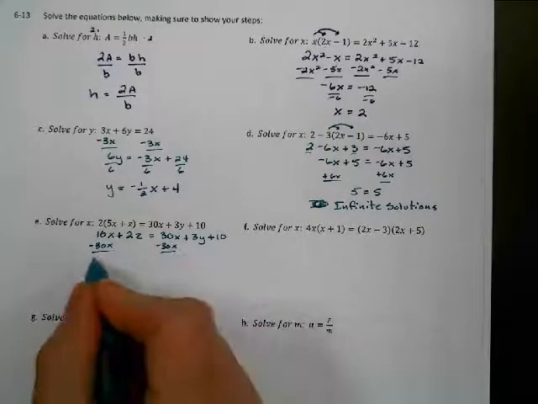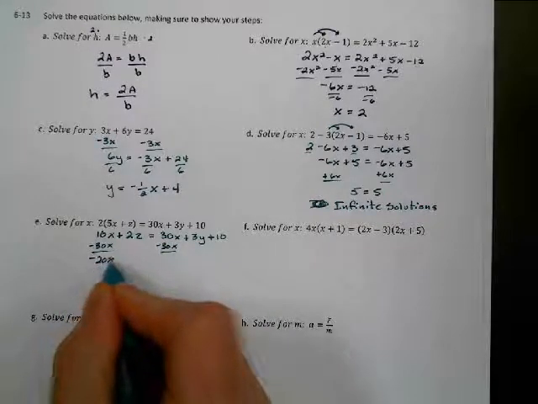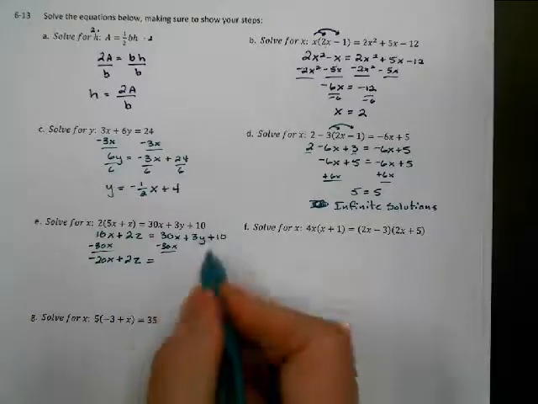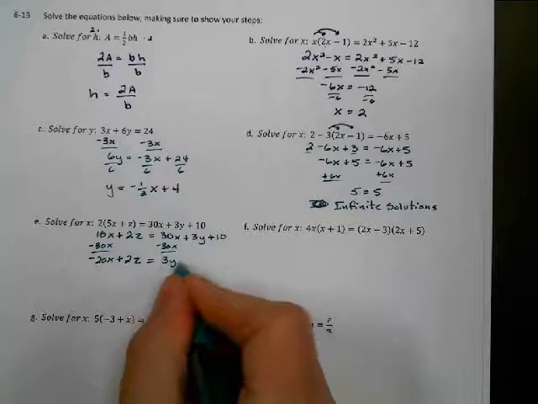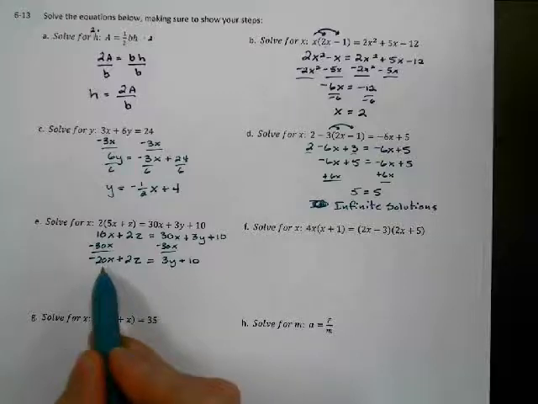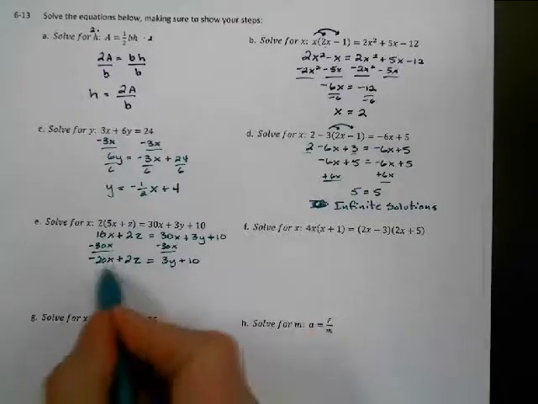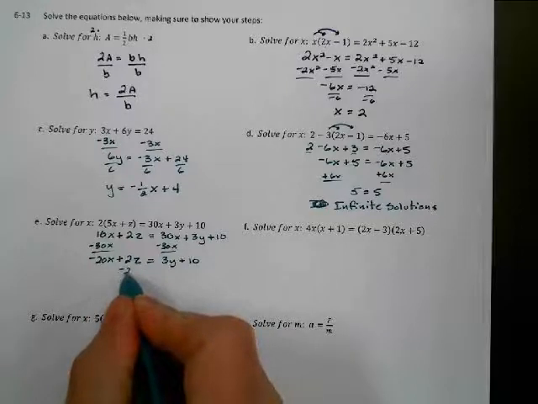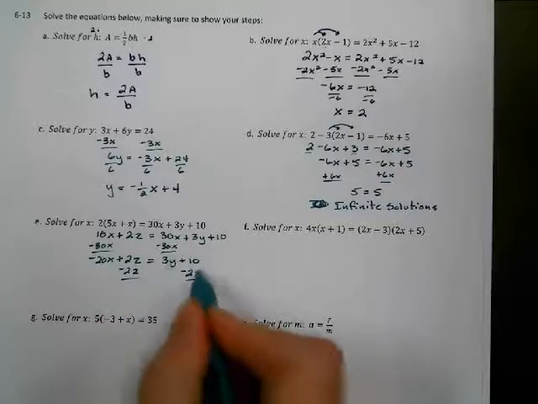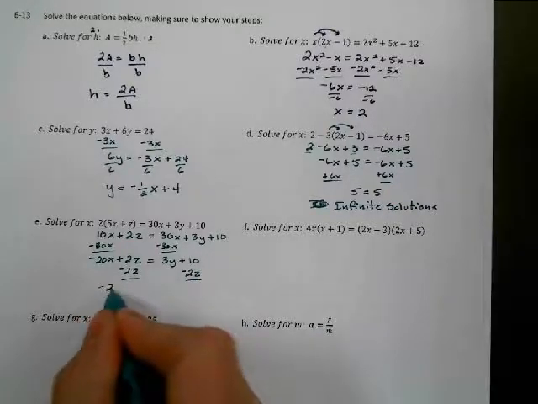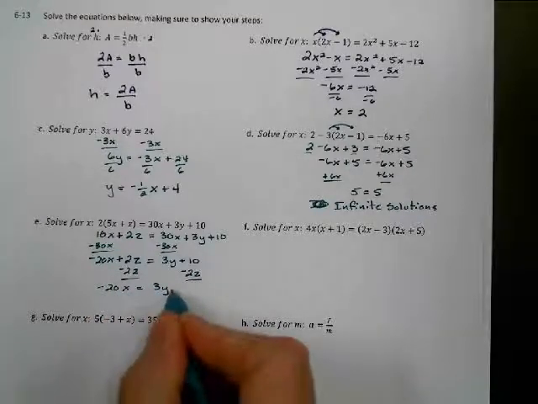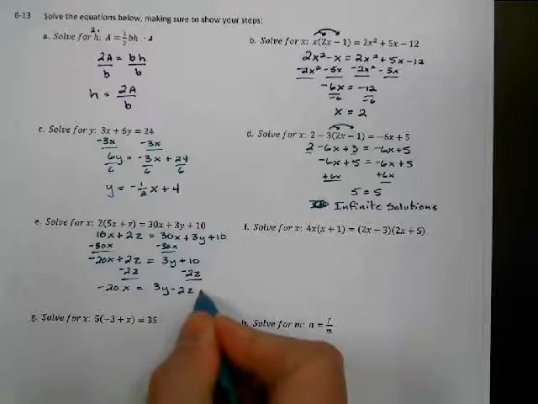That gives me negative 20x plus 2z equals 3y plus 10. Okay, so then I can subtract 2z from both sides, because remember I'm going to isolate this x. So subtract 2z. It's not like terms over there, so I just get negative 20x equals 3y minus 2z plus 10.